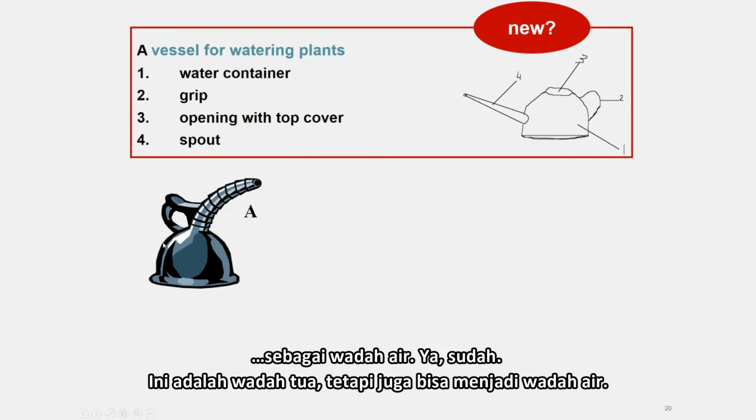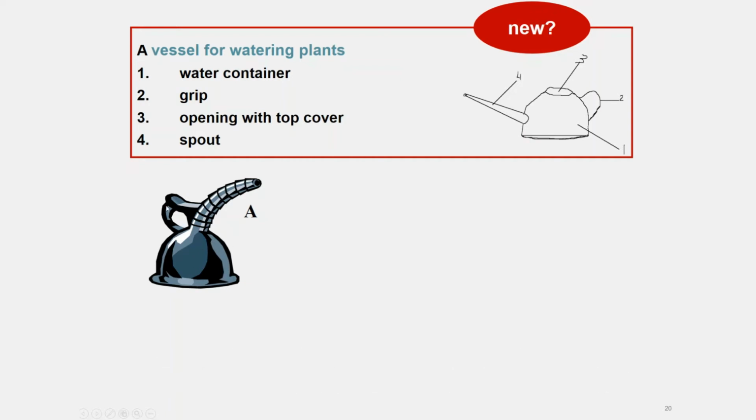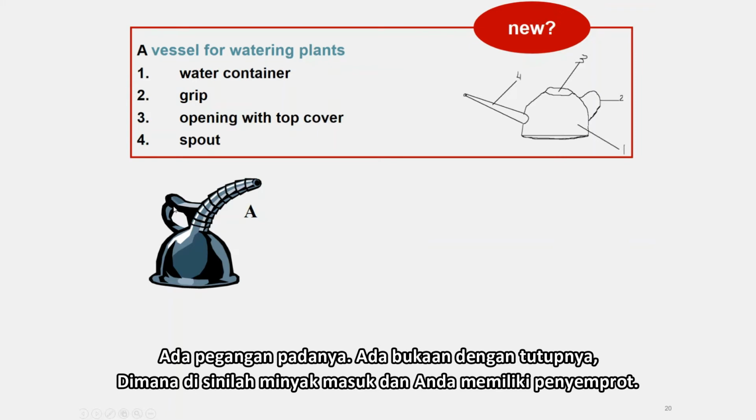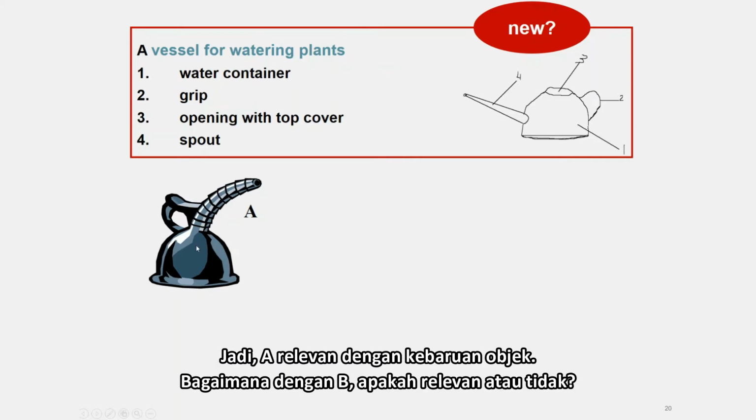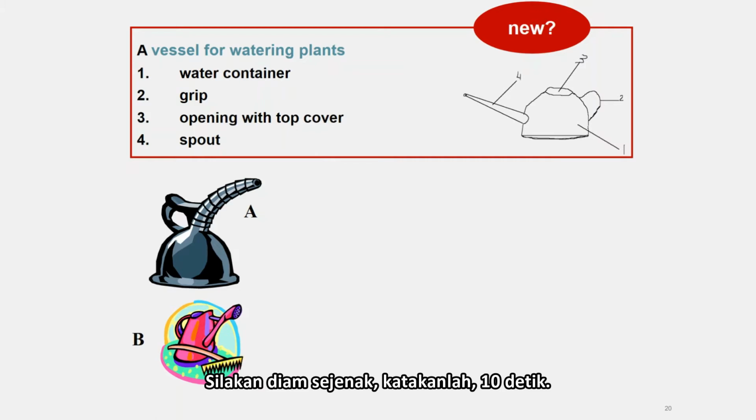Then, has it a water container? Yes, it has. It is an oil container, but it can also be a water container. There is a grip on that. There is an opening with top cover, which is here where the oil comes in, and you have a spout. So you have all the necessary criteria, all the necessary features which were disclosed in that invention. So A is relevant to the novelty of the object. What about B? Is it relevant or not? I let you have, let's say, 10 seconds.